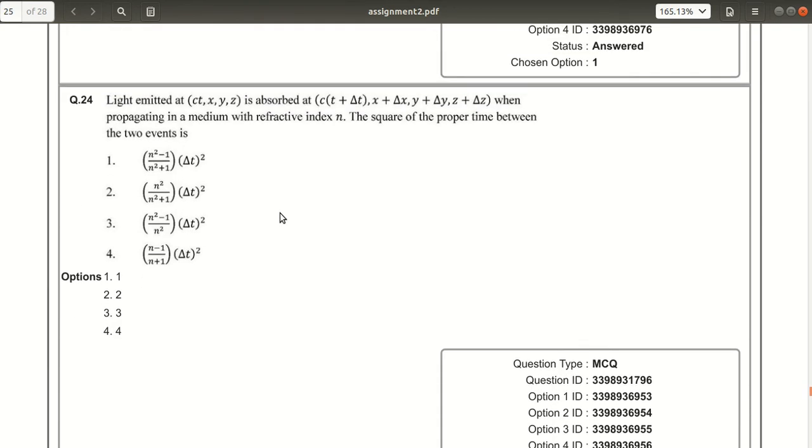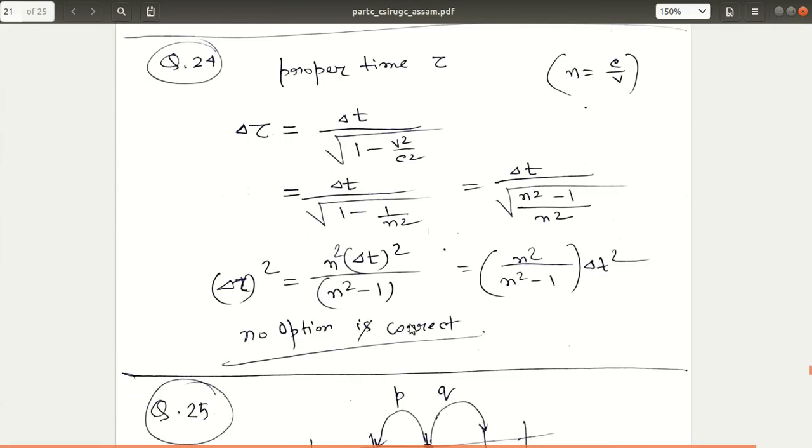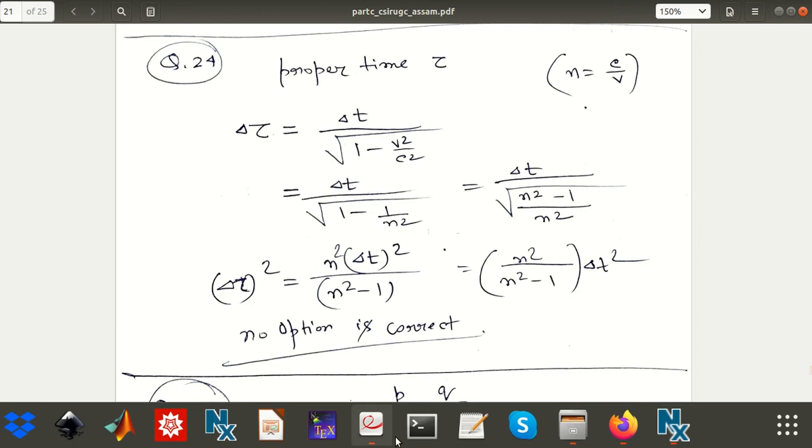Now this question. Light emitted at t, x, y, z is absorbed at ct plus delta t, x plus delta x, y plus delta y, z plus delta z, when the propagating medium has effective index n, and we need the square root of the proper time of the two events. So the proper time delta tau is basically delta t times the square root of 1 minus v squared by c squared. Here n is basically c by v. So it will be delta t times the square root of 1 minus 1 by n squared, so delta t times the square root of (n squared minus 1) by n squared. So delta tau squared is basically (n squared minus 1) by n squared times delta t squared. So basically no option is correct, as you can see from the options.